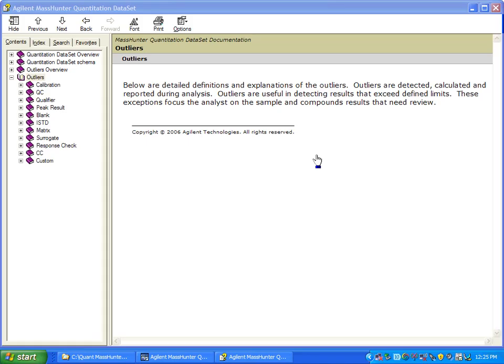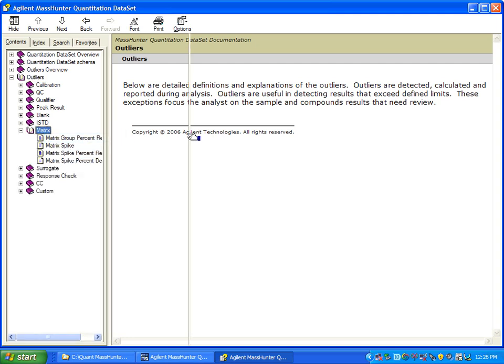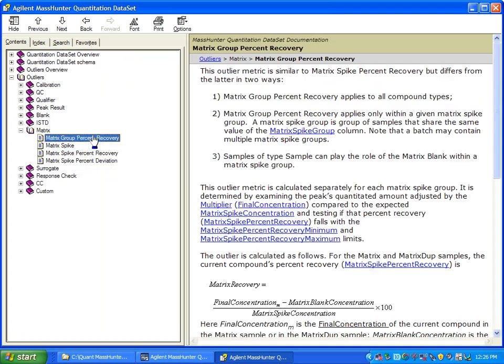Let's take a look at the definitions of the matrix outliers in the quantitation data set. I'm looking in the outliers section, and then I'm going to the sample type matrix, and you'll see that there are several that are recorded here. First, matrix group percent recovery. I will show you this in the demo in a moment.